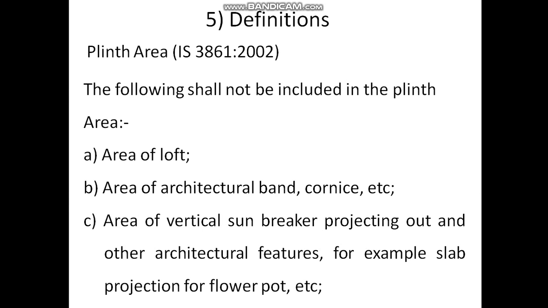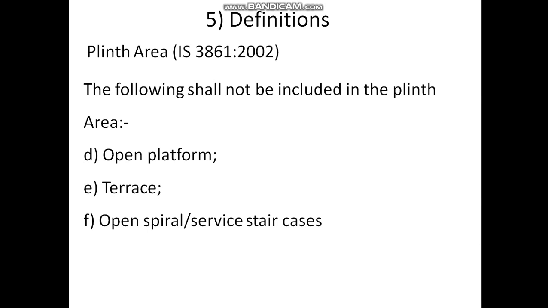Next, these areas we are not considering while calculating the plinth area: area of loft, area of architectural band or cornice and area of vertical sunbreaker, open platform, terrace and open spiral staircase. All these areas we are not considering while calculating plinth area.